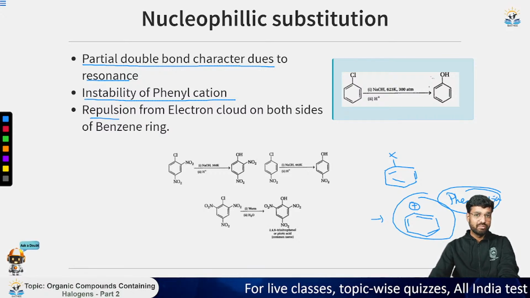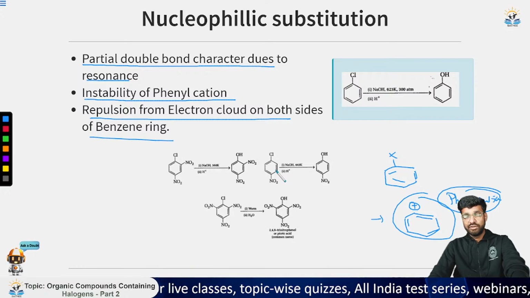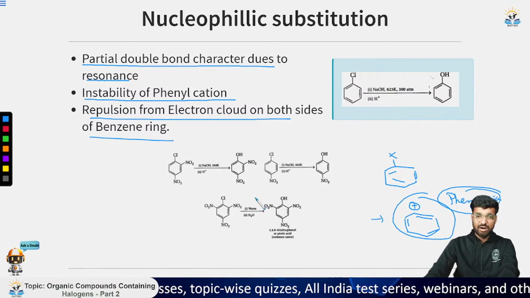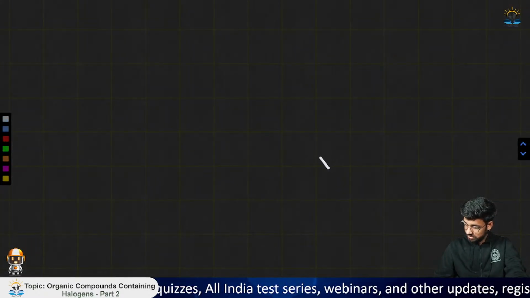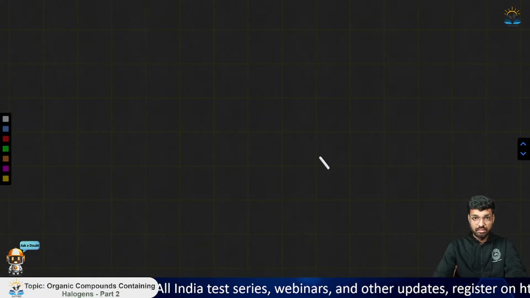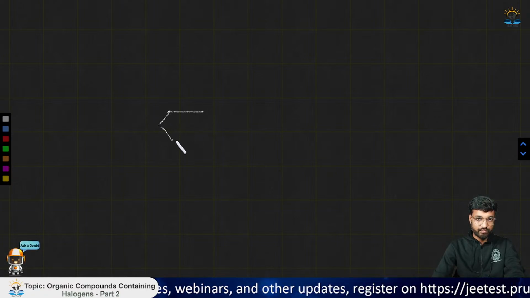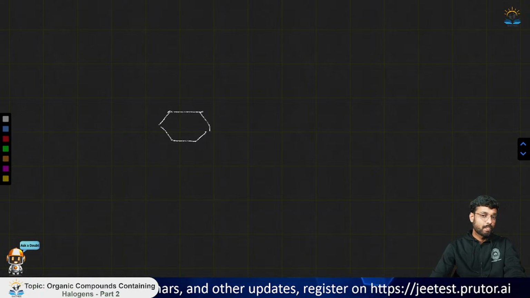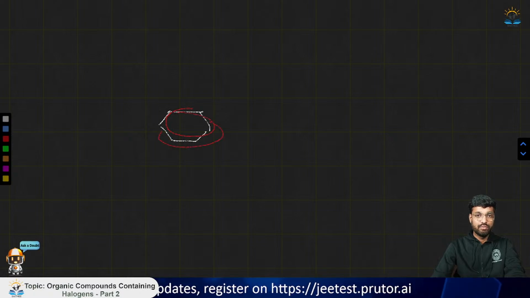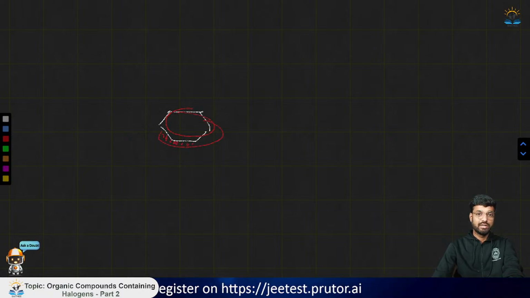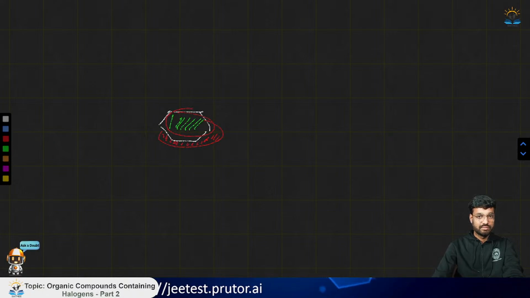Now next, repulsion from the electron cloud on both sides of the benzene ring. If you have seen the previous lecture, you must have seen that the benzene ring is surrounded by two electron clouds like this. So if you see this diagram here, I'm drawing it here. We have a benzene ring, and it is surrounded by an electron cloud from the up and down side both. There is an electron cloud on the downside and there is an electron cloud on the upside.